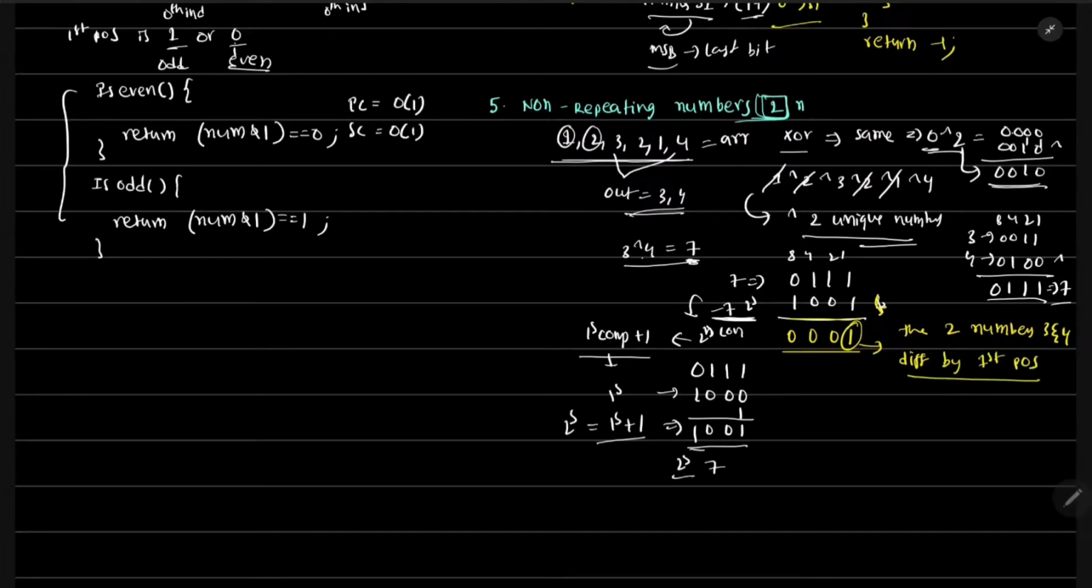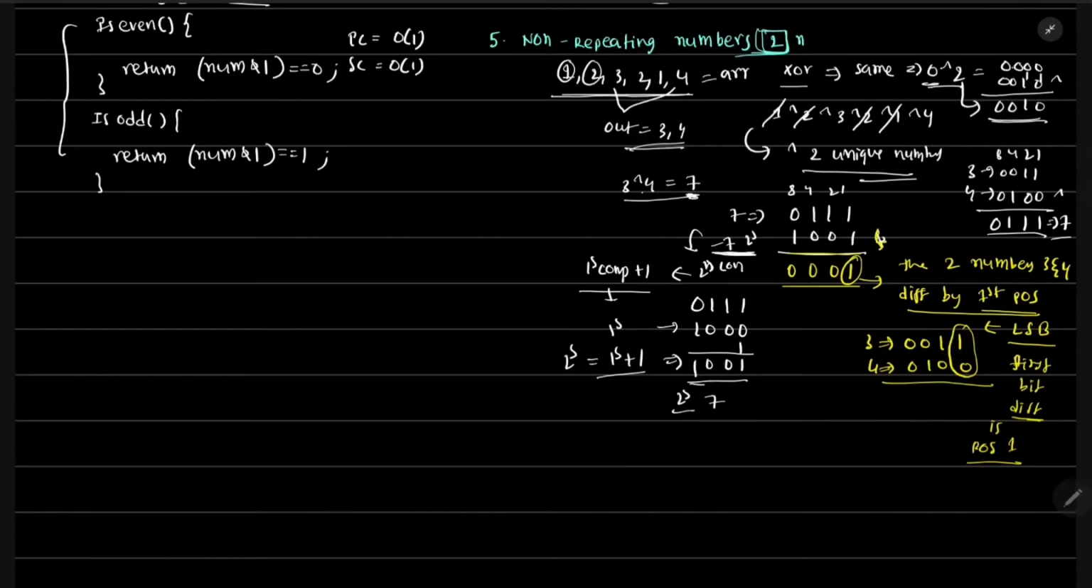The rightmost bit is the first position, right? So 3 is 0011, 4 is 0100. If you see the first bit where it differs, from the rightmost bit to the least significant bit, the first bit to differ is position 1, right? That is what we need.